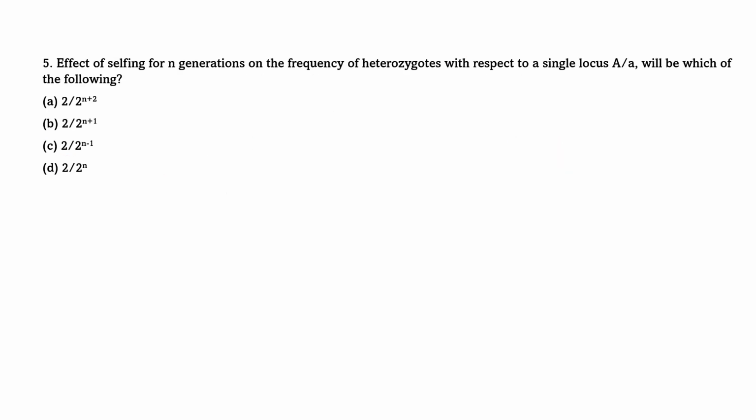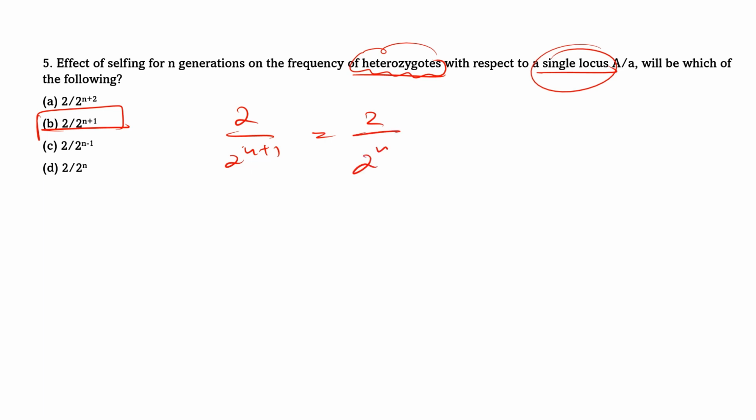Next one, the effect of selfing for n generations on the frequency of heterozygotes, again with respect to a single locus, will be which of the following. So the formula for this is 2 by 2^(n plus 1). This can also be written as 2 by 2^n into 2^1, which is 1 by 2^n. So in the options, you will find either 2 by 2^(n plus 1) or 1 by 2^n. Don't get confused. Even if it is given in the form of 2 by 2^(n plus 1), you have to tick it, or if it is given as 1 by 2^n, you should mark it as a correct answer. That would be the correct formula.